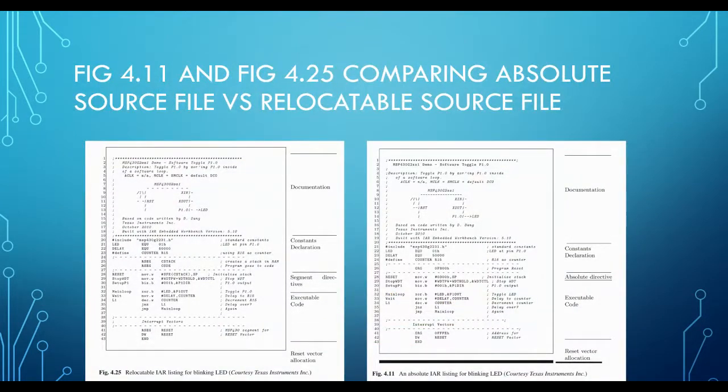Now, look at this. Of these two, the version on the right hand side is called the absolute directives. Means to say that it's defined. You can see this part is defined, and where the code is stored is also defined. You have your origin from 0F800. So this is where your code will be stored.